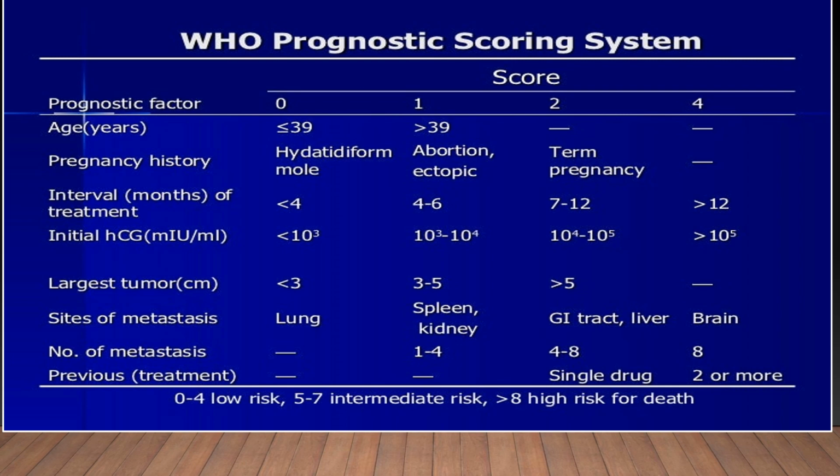And here is the WHO prognostic scoring system. On that scoring system, we divide the patient into low risk and high risk, whoever needs chemotherapy. And there are certain eight variables, right? Age, pregnancy history, what was the last pregnancy, and how many months since the last pregnancy, what is the initial beta-HCG level, the size of the tumor on ultrasound, whether metastases are present or not, if present, the number of metastases, whether previous treatment is given or not. These are the eight variables on which we are scoring the patient. And the score given is 0, 1, 2 and 4 by certain characteristics or variables, right? So if a patient has a score of 6 or less, the patient falls into the low risk category, and if it is 7 or more, the patient falls into the high risk category.